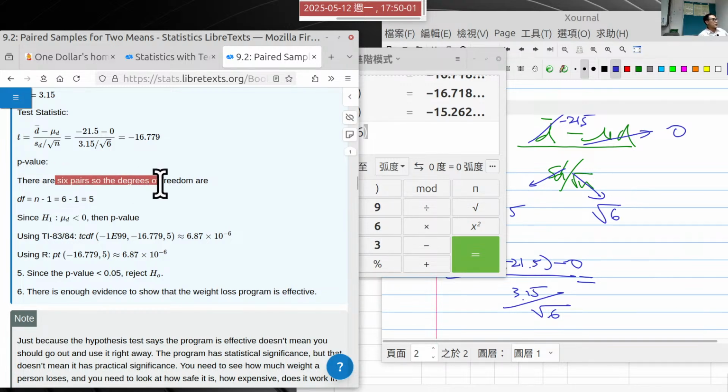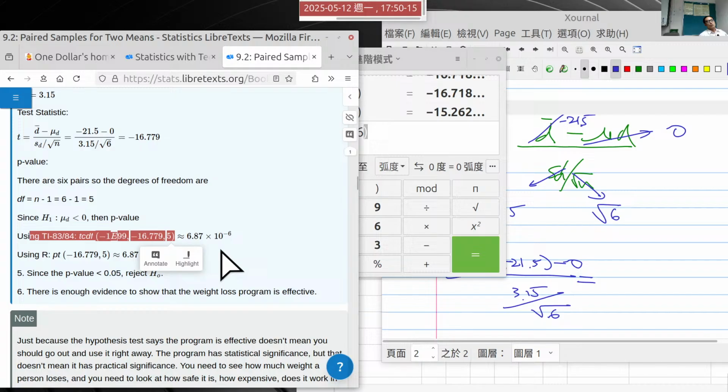Okay. The p-value, how to calculate the p-value? There are 6 pairs, so the degree of freedom is n minus 1, that's 5. And using this one, we got the p-value of 6.87 times 10 to the minus 6. Wow, it's very small. Since the p-value is smaller than 0.05, reject the null hypothesis. And the conclusion is there is enough evidence to show that the weight loss program is effective.